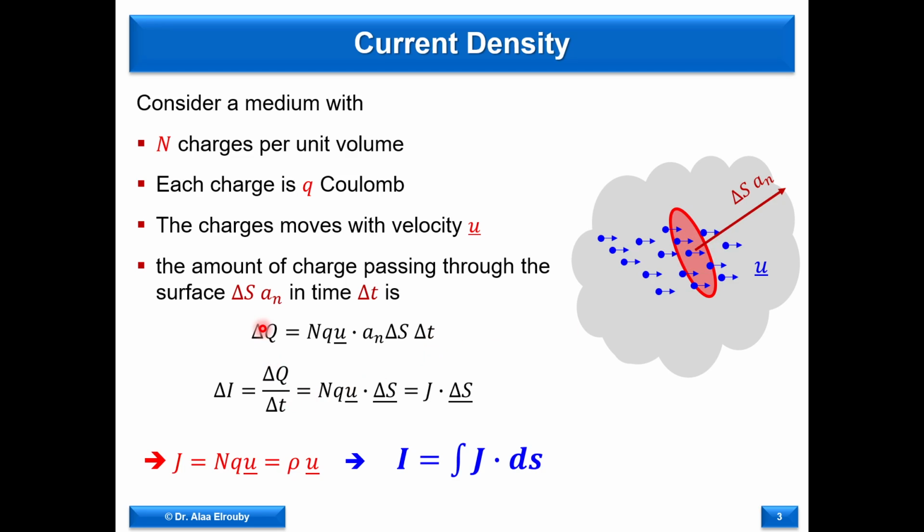If we calculate delta Q by delta t, which is the current I, we'll get this relation here: n q u, multiplied by, or dot product with, delta S. And the first one, n q u, is J, which is the volumetric current density.